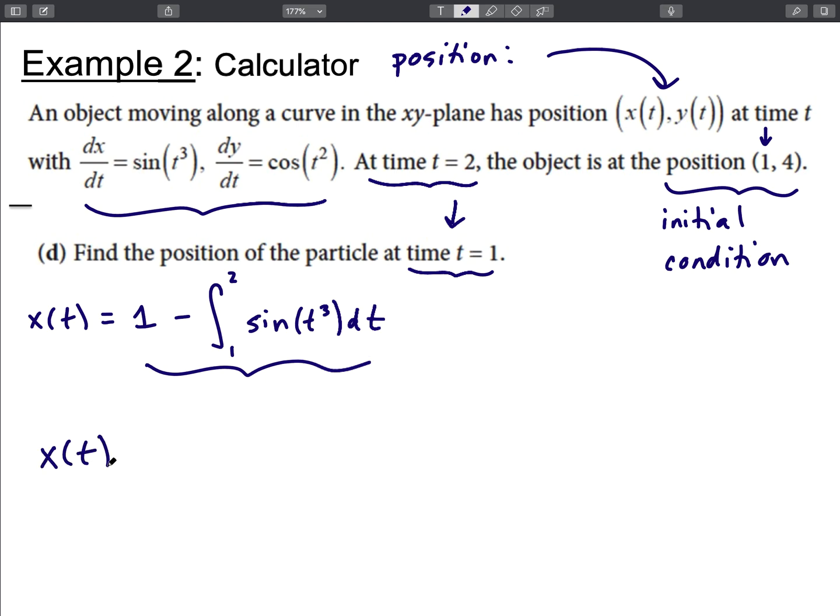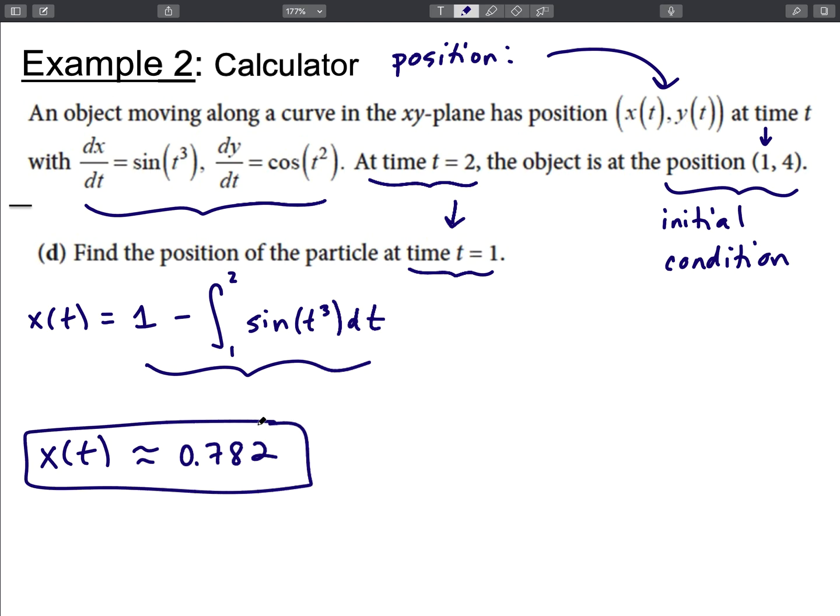Again, you can pause the video if you'd like. And what I got on my calculator was 0.782 for the x component. Now we can do the same thing for the y components.